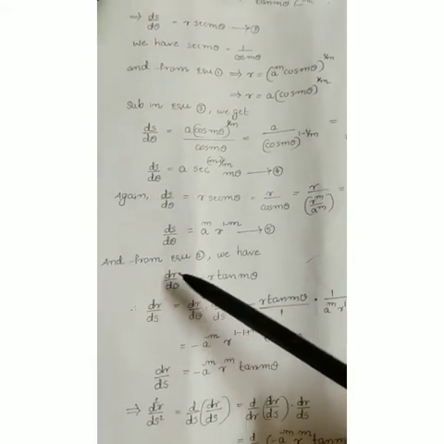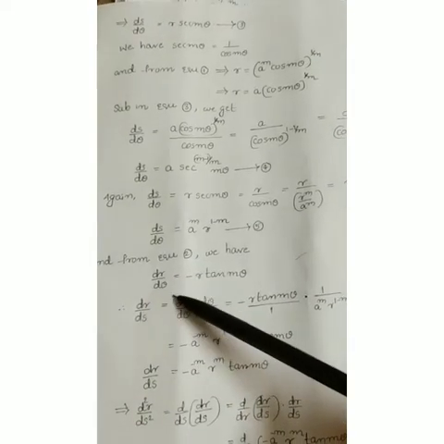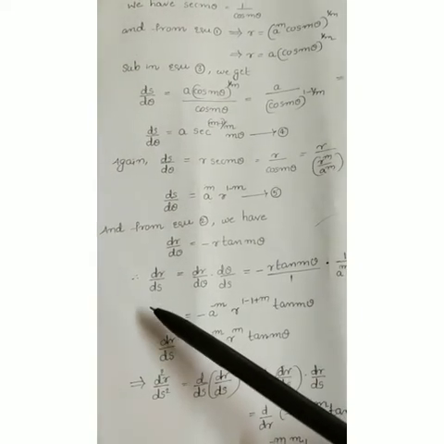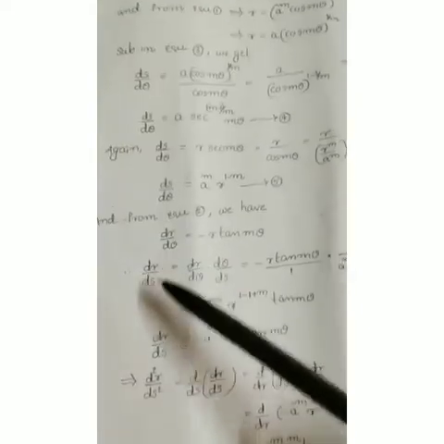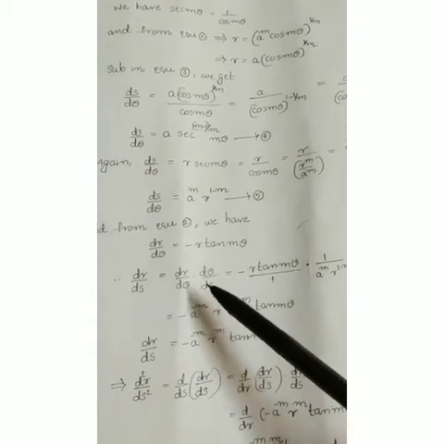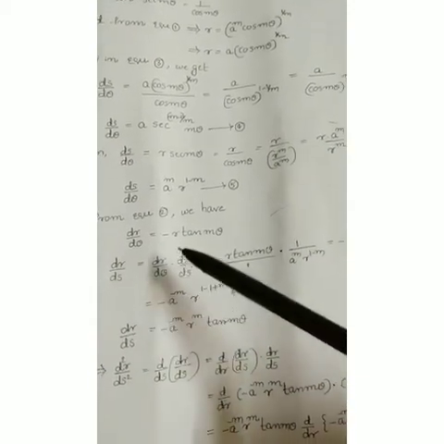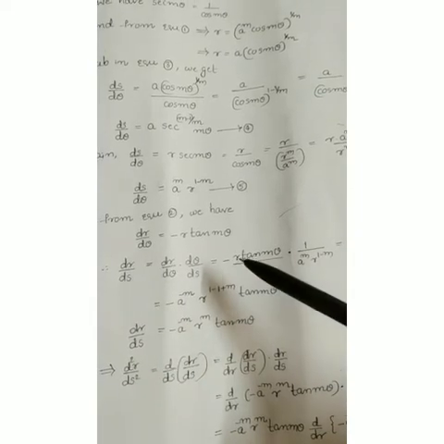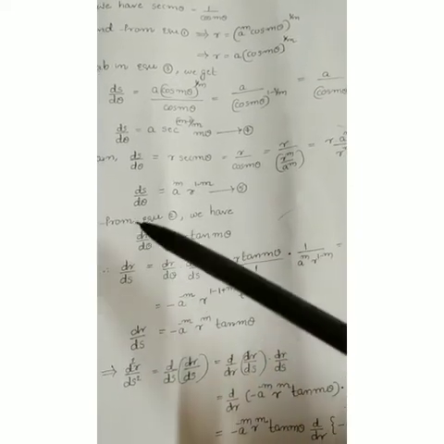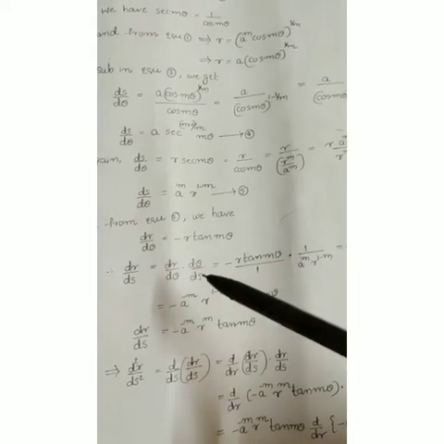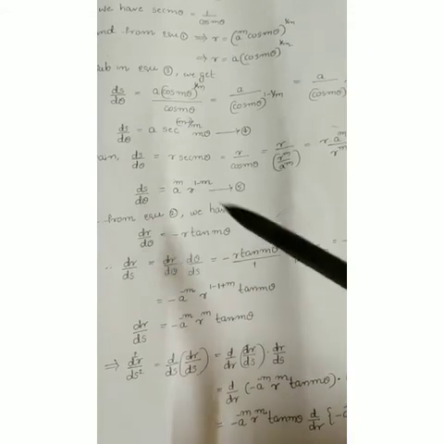This is equation number 5. And from equation 2 we have dr by d theta equal to minus r tan m theta, and dr by ds can be written by the chain rule. dr by ds equal to dr by d theta into d theta by ds. So here dr by d theta value is minus r tan m theta, and d theta by ds, we know ds by d theta, then d theta by ds is 1 by ds by d theta, that is 1 by a to the power of m r to the power of 1 minus m. So minus r tan m theta by a to the power of m r to the power of 1 minus m.